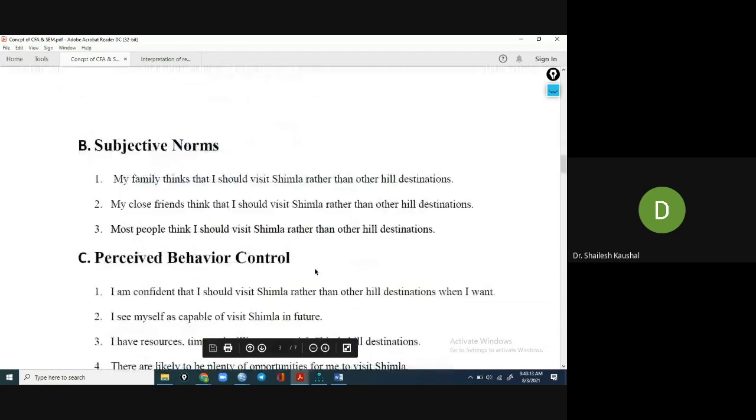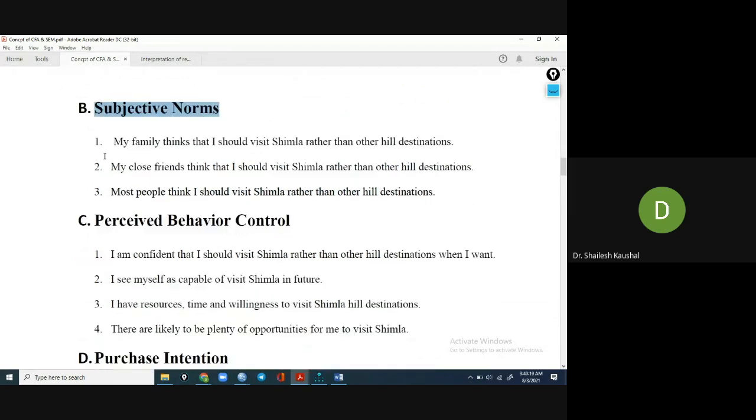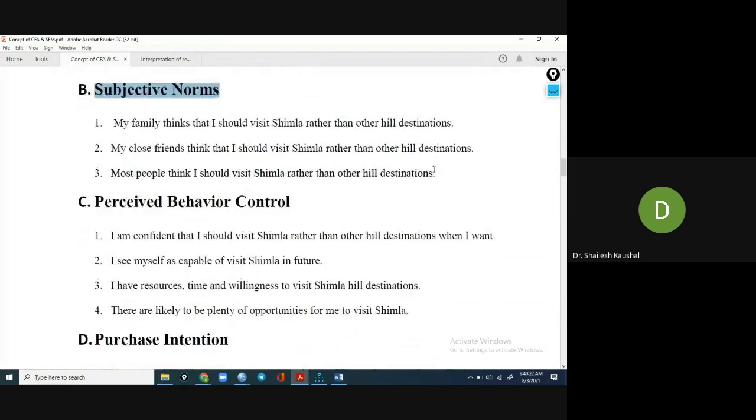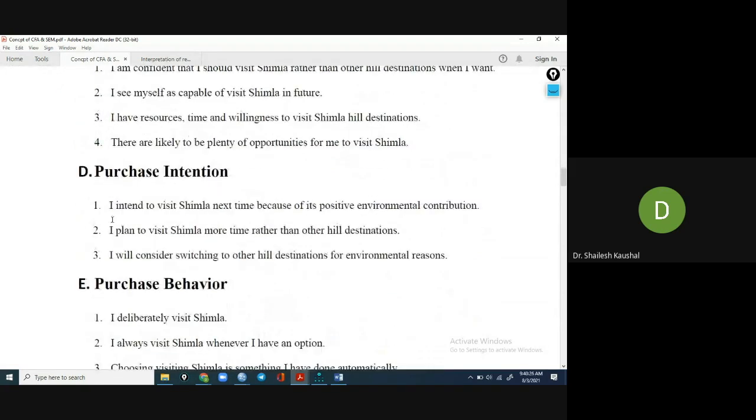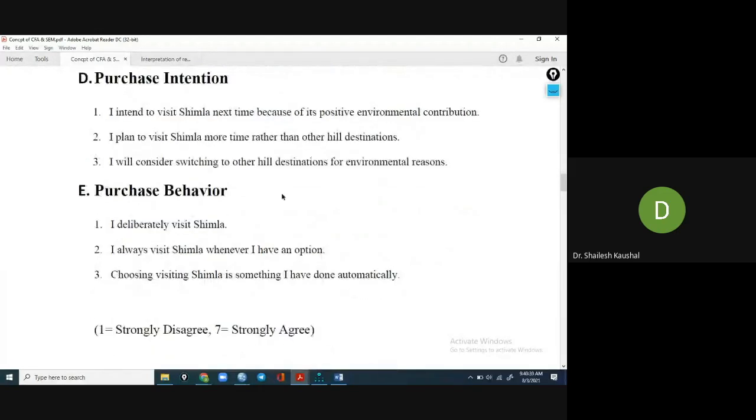Same as this, another component or construct, subjective norm, we can measure through these 3 questions. And perceived behavioral control has 4 questions, purchase intention 3 questions, and purchase behavior this.